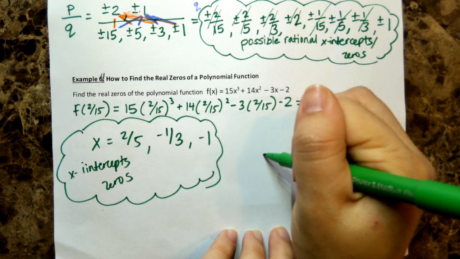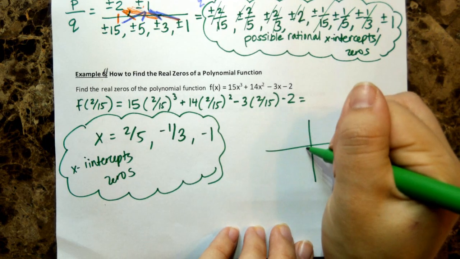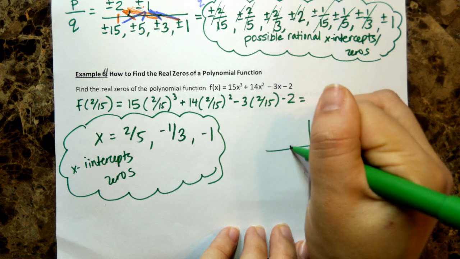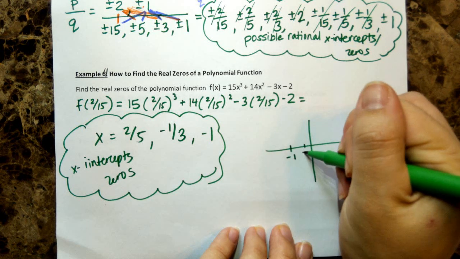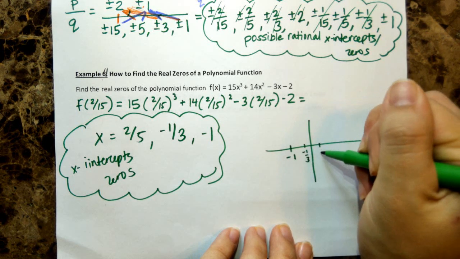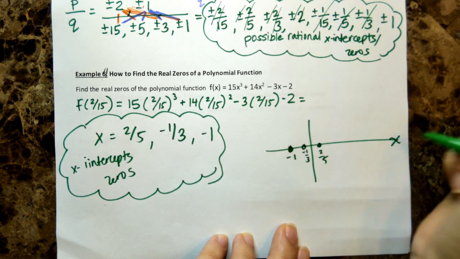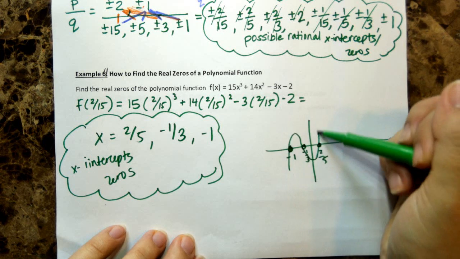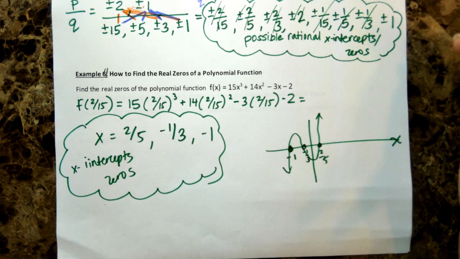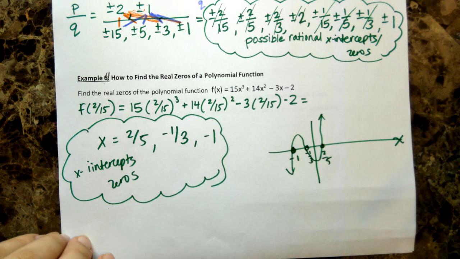And if you want, you can make a little sketch. The graph's going to look something like this. Here's negative 1. Here's negative 1/3 somewhere. Here's positive 2 fifths. It's going to have these 3 points on the graph. And you could probably, I'm not sure what they look like, but maybe something like that. And there we go.